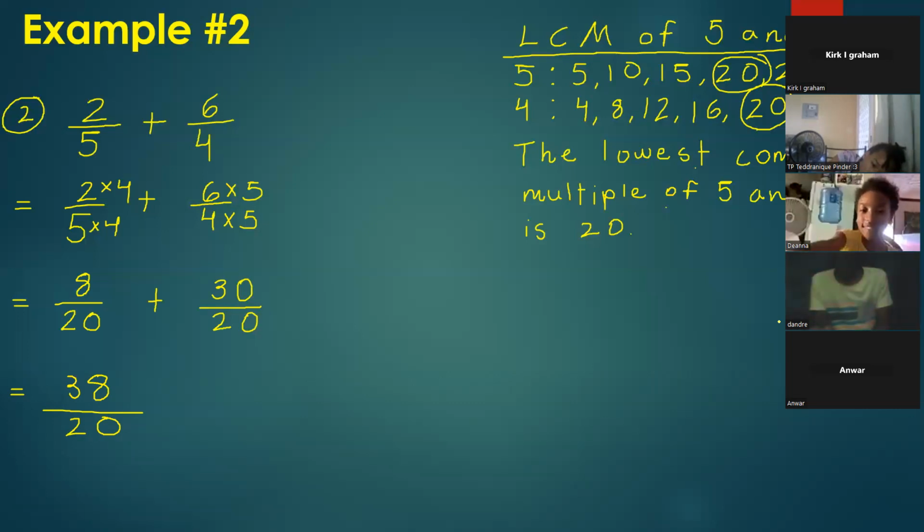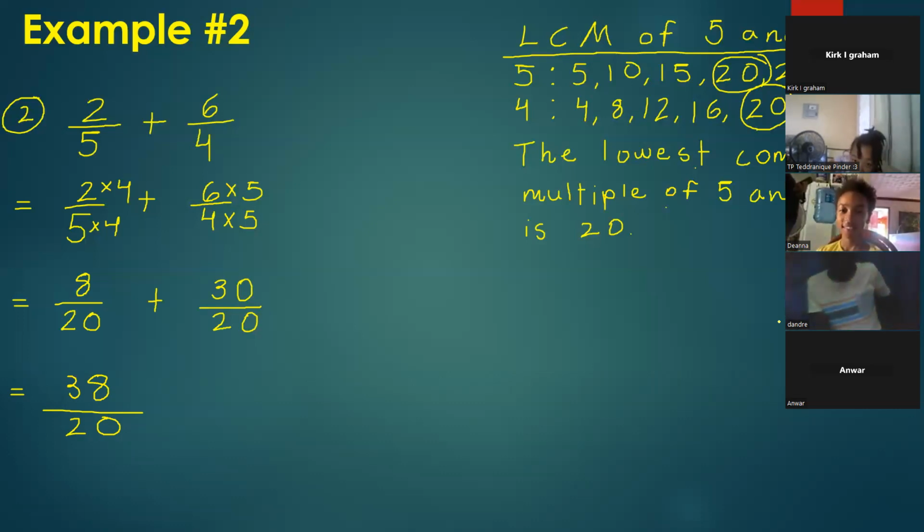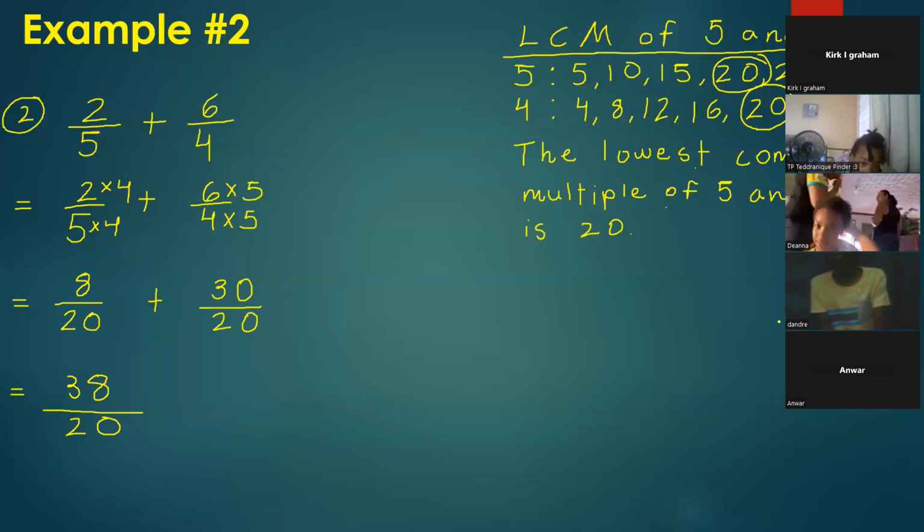Stay the same. Very good. Candasia, what is 30 plus 8? 38. Very good. Do we add the denominators or keep them the same? They stay the same. Very good. Andre, what is 30 plus 8? 38. Do we add the denominators or keep them the same? Stay the same. Very good.